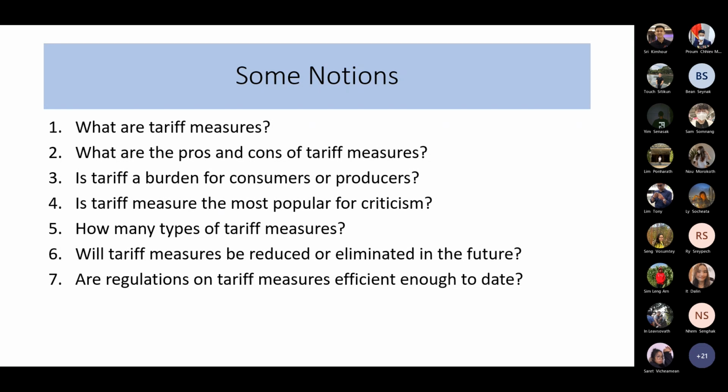What the world leaders are criticizing right now are not tariffs. It is about non-tariff measures, for example SPS, TBT or technical barriers to trade, or what we call packaging standards, and so on. These non-tariff measures have become the most popular topic of criticism, while tariff is quite easy for negotiation right now. And how many types of tariff measure, I'm going to explain in the next slide.